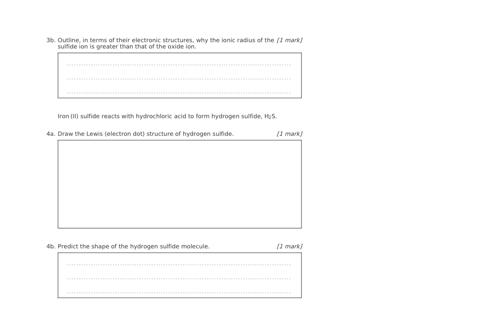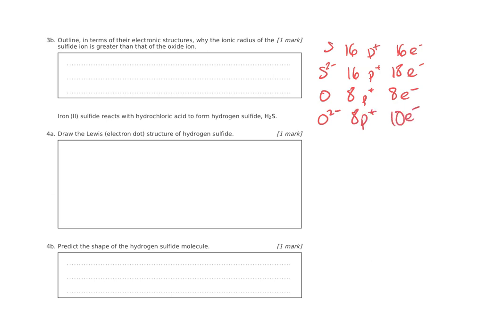So sulfur has 16 protons, which means it will have, under normal circumstances, 16 electrons. But if it's an ion, it's in group 16, so it's going to gain 2 electrons. So sulfur 2 minus will be 16 protons, that's just sulfur, and 18 electrons. Oxygen, under normal circumstances, will have 8 protons and 8 electrons, but the ion will have 8 protons and 10 electrons.